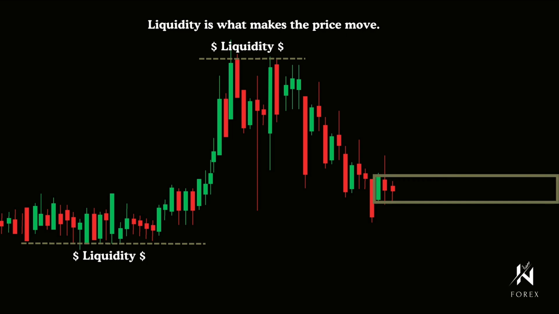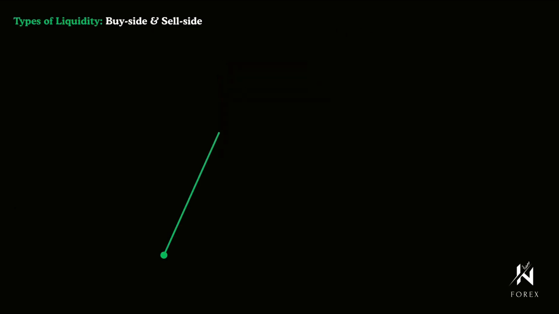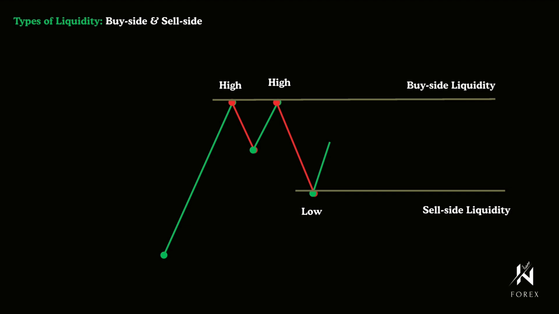You've probably heard that liquidity is the driving force behind price movements, but where exactly is this liquidity located? It's not limited to just above swing highs or below swing lows. Liquidity exists at nearly every price point. However, the specific type we're referring to here is stop-loss liquidity. This form of liquidity is concentrated in areas where traders have placed their stop-loss orders. In the market, there are mainly two forms of liquidity: buy-side and sell-side liquidity. Areas above a single high or cluster of highs are considered buy-side liquidity zones, while areas beneath a low or group of lows are known as sell-side liquidity.